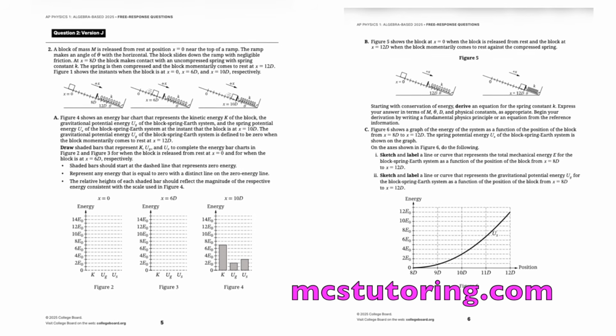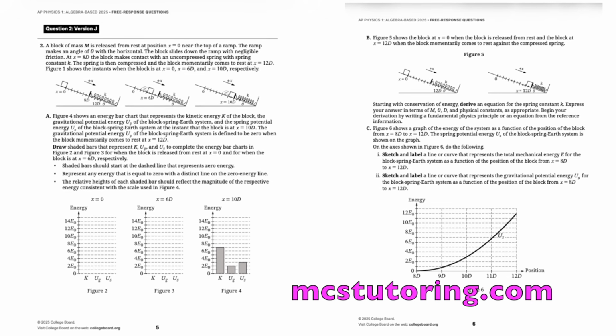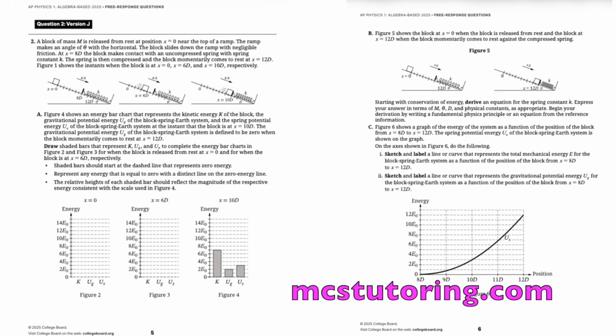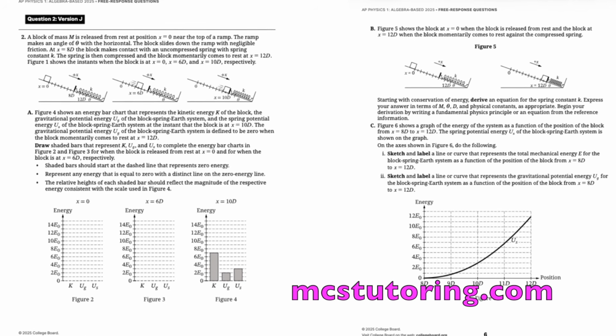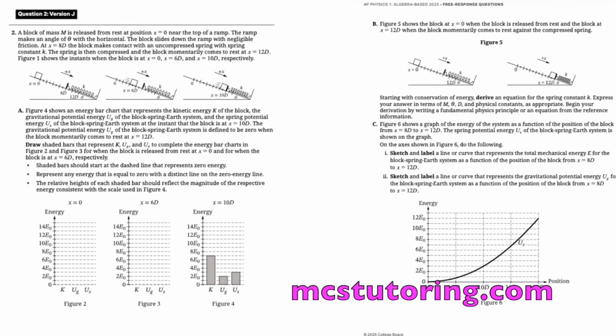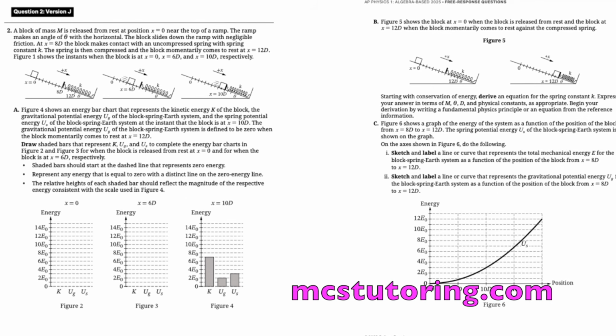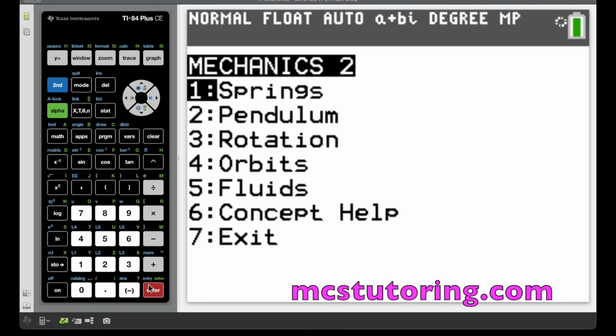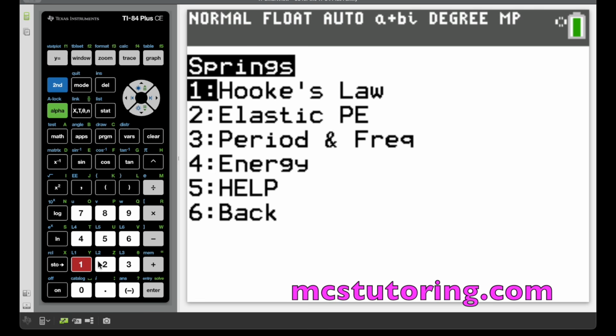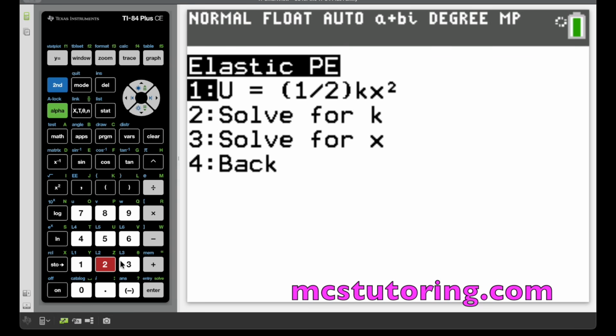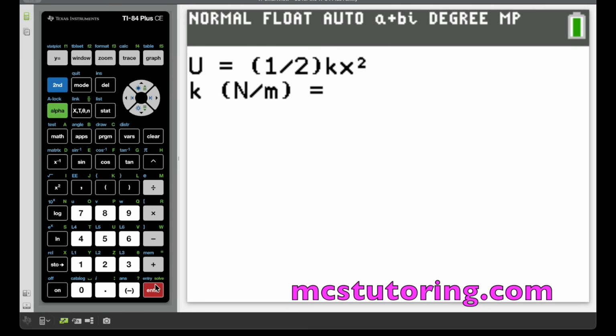Now from question 2, we're going to go to the MEC 2. So we'll go to program, TI-Basic, and the MEC 2 for me is option 8. Then we're going to go to springs and elastic PE, elastic potential energy, option 2. And U equals 1/2 kx squared, right there, option 1. In this case, k is 10 and x is 1. So that gives us 5 joules.